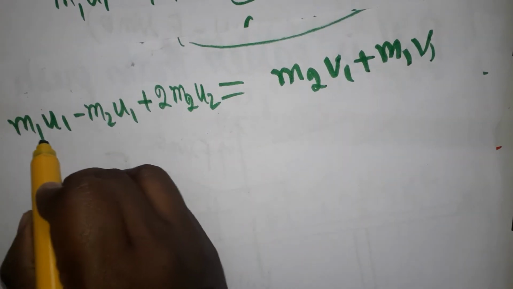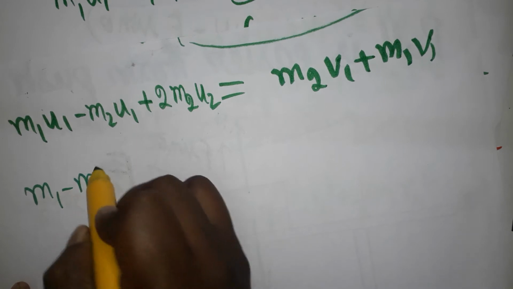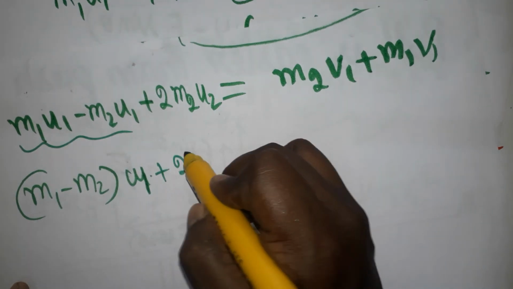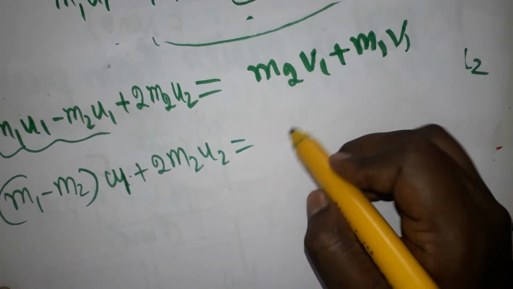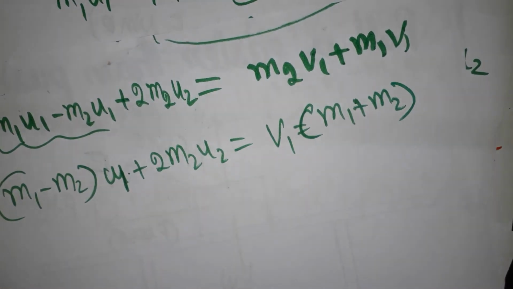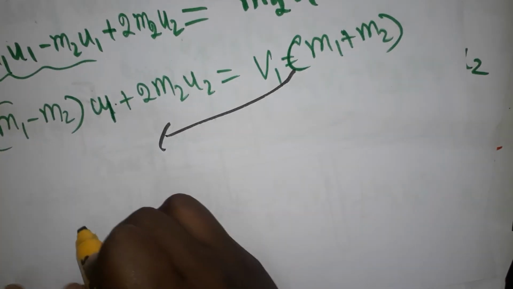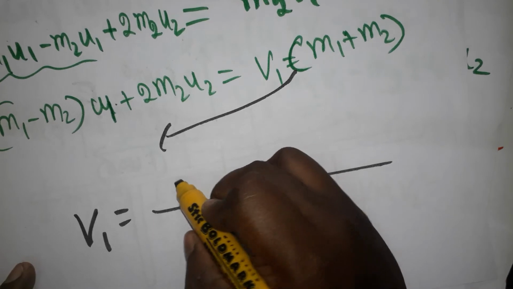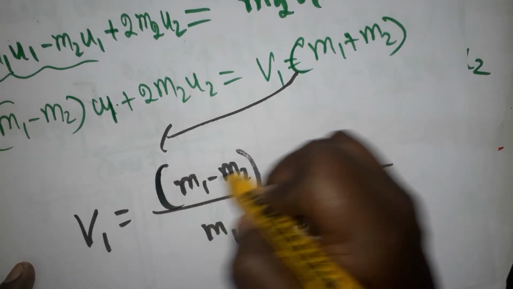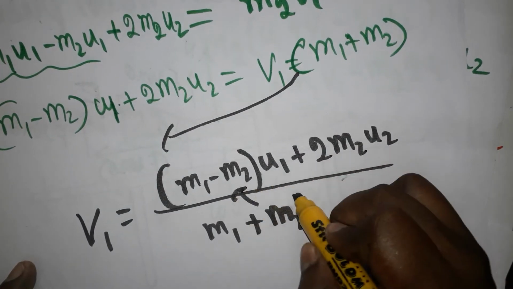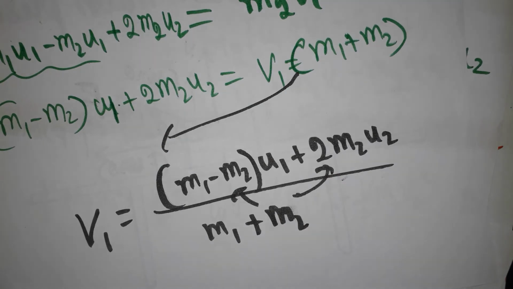Now here u1 is common: m1 minus m2 into u1. You can take u1 as common from both places, plus 2 times m2 u2 is equal to, here v1 is common, v1 into m1 plus m2. Very simple. Now I should do the cross multiplication. I am bringing this as the denominator, and we get v1. v1 is equal to the whole denominator m1 plus m2, over m1 minus m2 into u1, plus 2 times m2 u2. This is a common term for both places, so you can write it as a common equation.